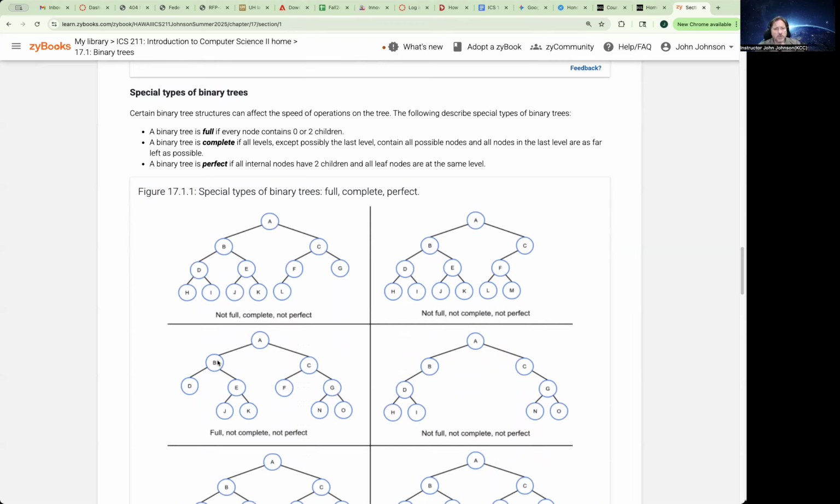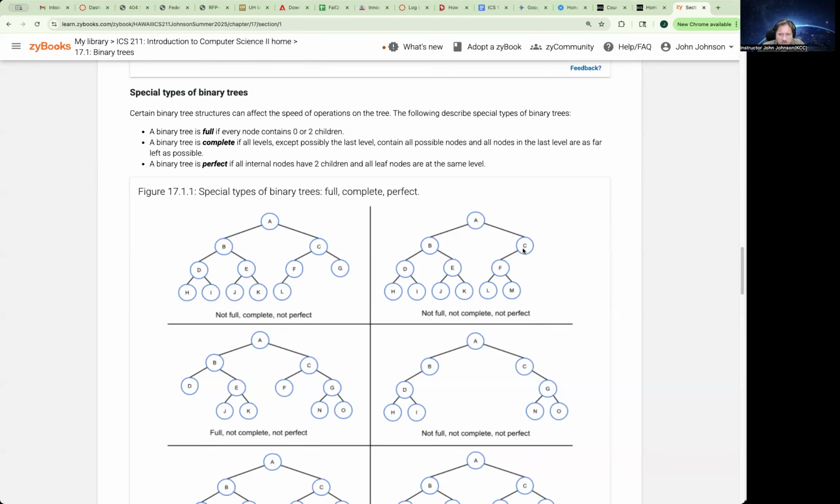But first of all, a binary tree is considered full if every node contains 0 or 2 children. So if every node within here contains 0 or 2 children, it's considered full. So we look at the first one here, and we ask, does every node have 0 or 2? This one has 2 children. This one has 2 children. This one has 2 children. This one has 2 children. This one has 0, 0, 0, 0, 2. Oh, we have 1 and 0. So because this one has 1, it's not considered full.